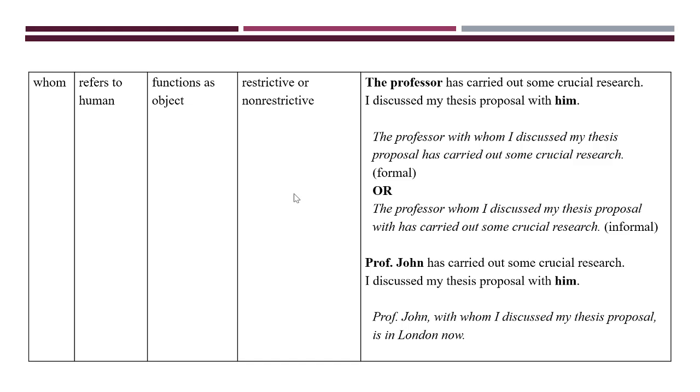Okay, for the first example, I have already explained before. The adjective clause functions as restrictive because it explains more about the professor. The professor is not already known before, so with whom I discussed my thesis proposal is important information that must be known by others. With whom I discussed my thesis proposal is an adjective clause. The professor has carried out some crucial research is a main clause.